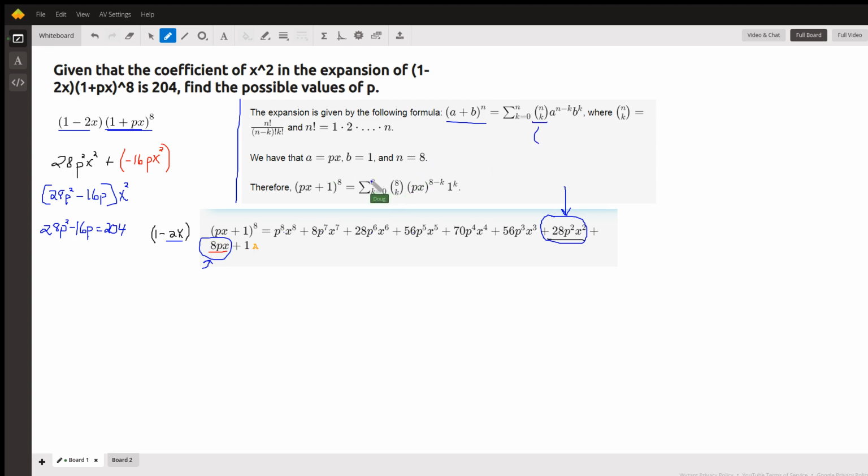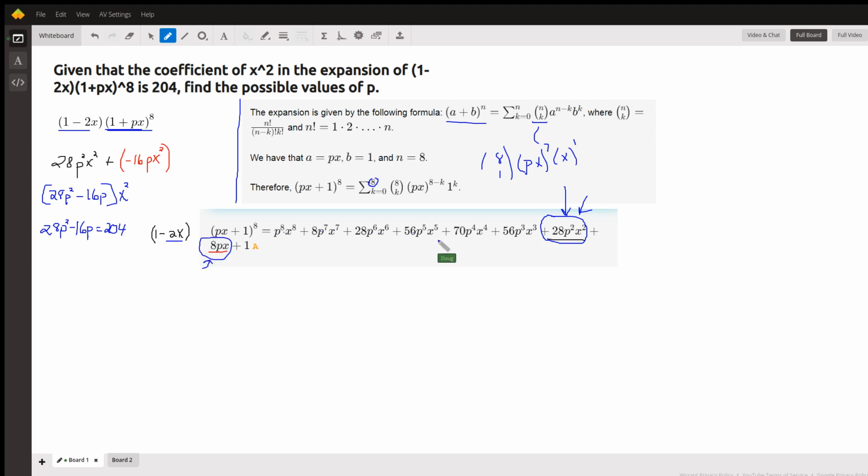We have 8 at the top, and so when we put 1 in for k, we have 8 choose 1, the combination of 8 things taken one at a time, times (px) to the 7th power, times x to the 1st power. We have to go all the way out to 0, 1, 2, 3, 4, 5, 6 to get this term, k equals 6, and so on.